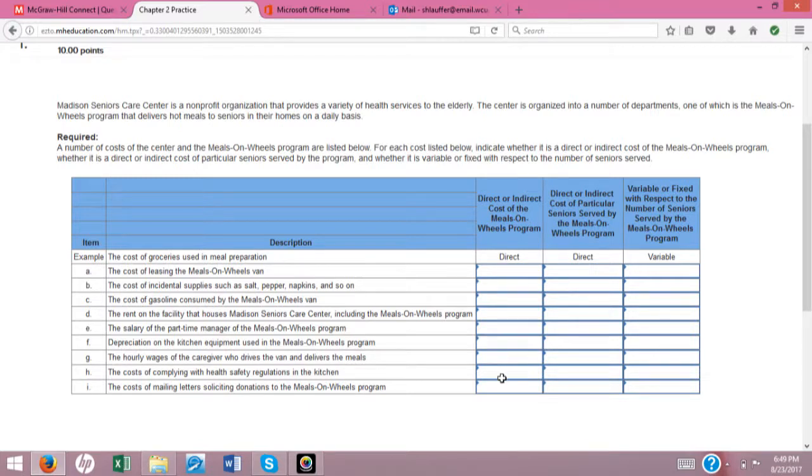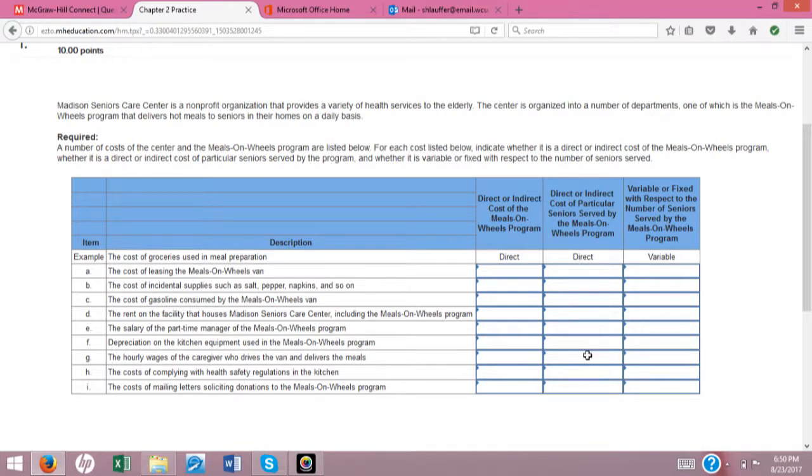In the first column, you're looking at direct or indirect costs of the Meals on Wheels program as a whole. And remember that Meals on Wheels program is part of an overall center called the Senior Care Center, and that center may be operating many different programs. So we're looking for costs that are directly associated with the Meals on Wheels program. Your hint is that there is only one thing in this column that is indirect cost. So it is something that would be a cost for the entire Senior Care Center and then would be divided up indirectly across each program in the Senior Care Center. So the challenge to you is to figure out which of those is indirect.